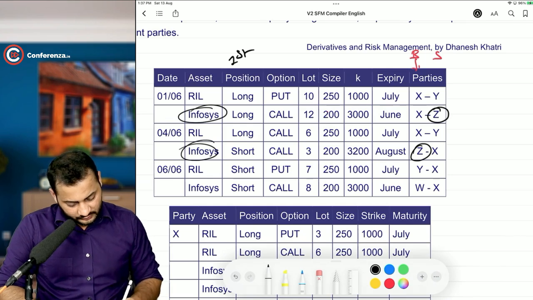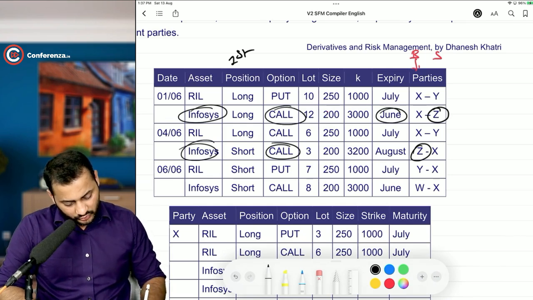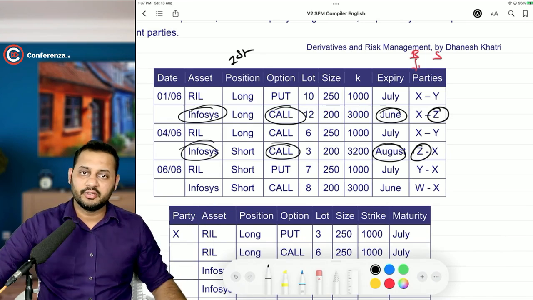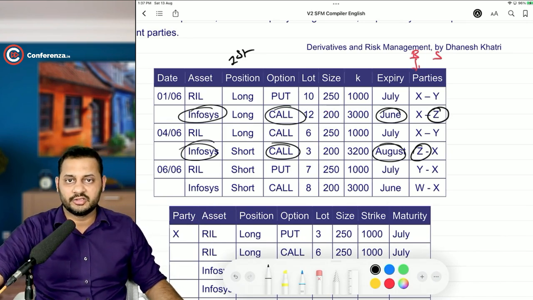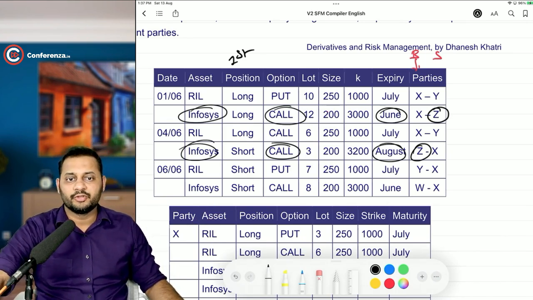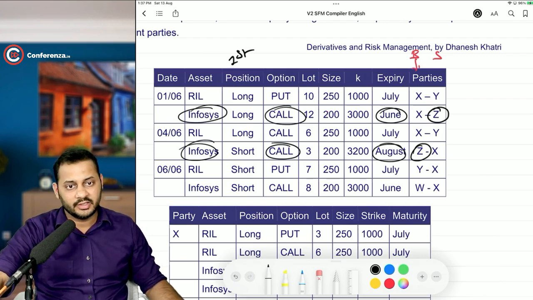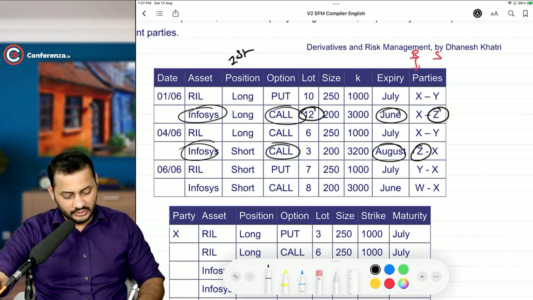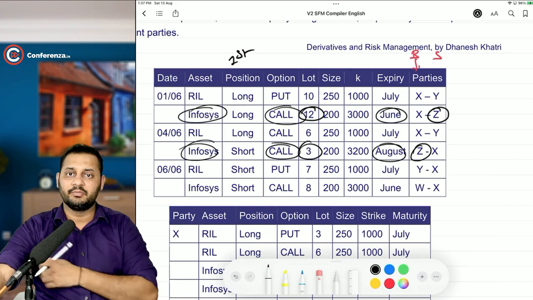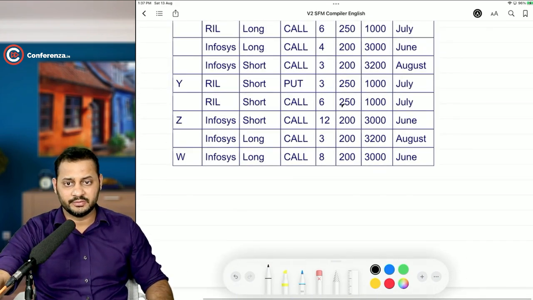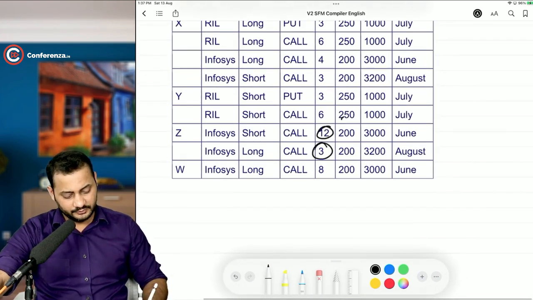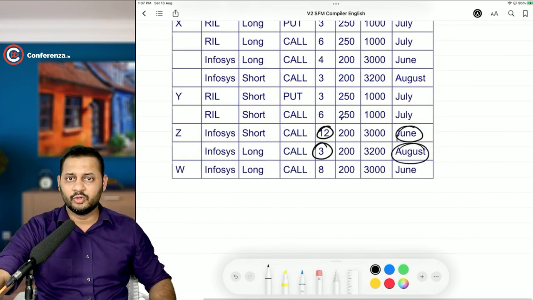Infosys, call, June, August. That's it. We cannot total or subtract these from each other, because both are different contracts. One is expiring in June, another one is expiring in August. All the 12 and the 3 positions will remain in open interest. 12 and 3, June and August, open interest.